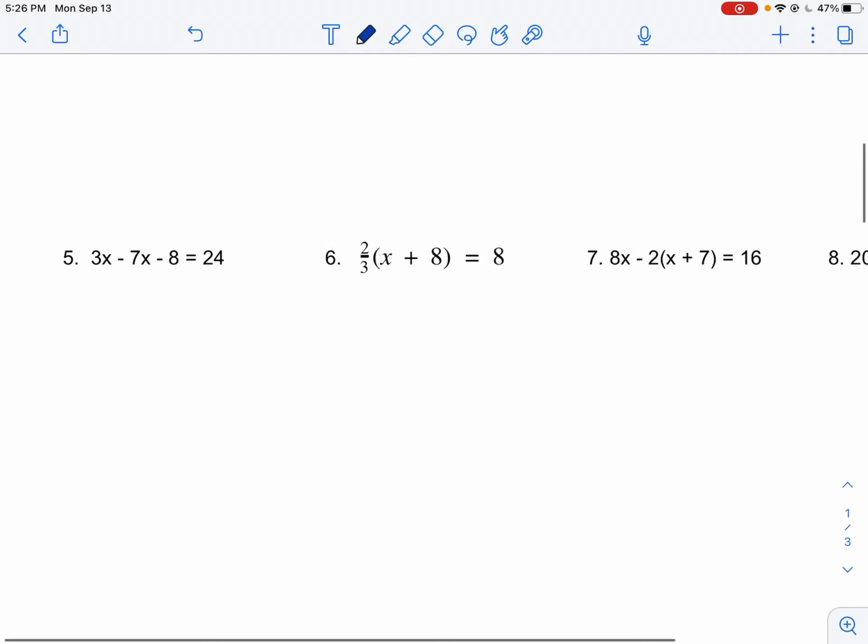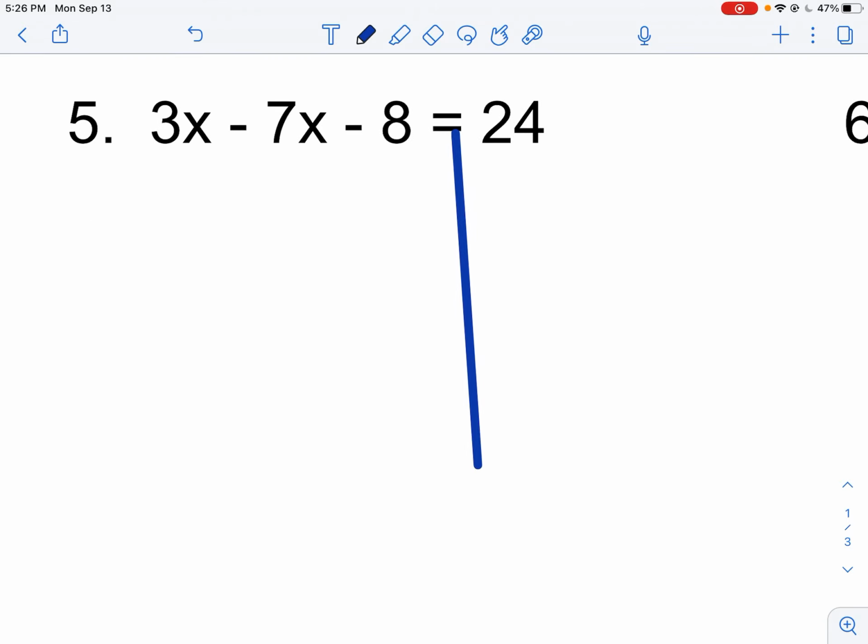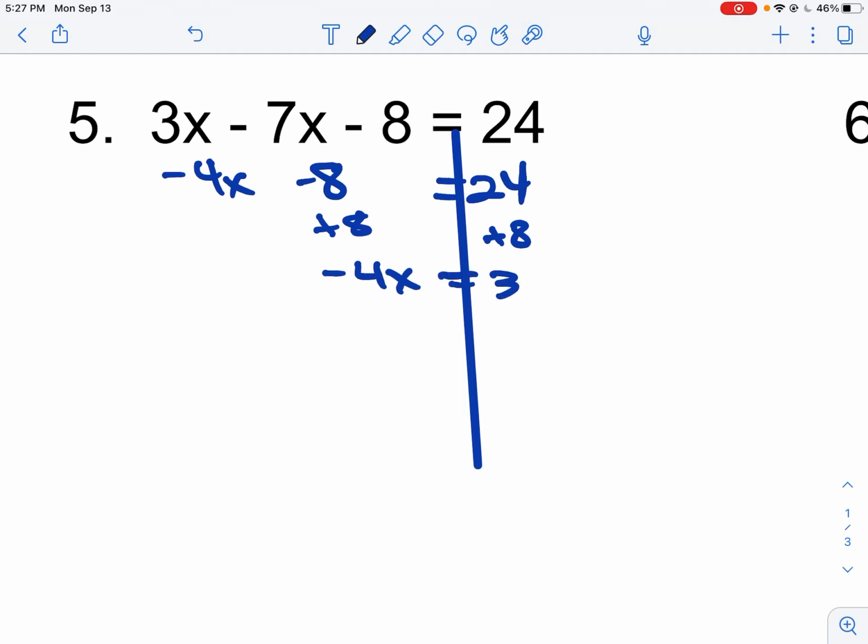Okay. So I'm looking to see how many problems I have. So I'm going to combine like terms. First things first. So this would be negative 4x minus 8 equals 24. I need to get the negative 8 to the other side, so I'm going to add 8. I would get negative 4x equals 32. Divide by negative 4 on both sides, and get x equals negative 8.